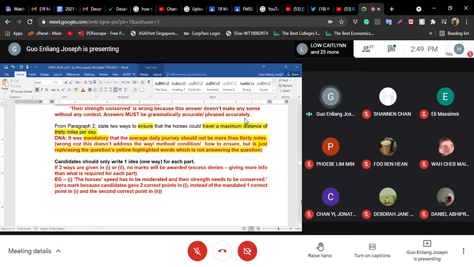So, distinguishing of points. How do you distinguish points? By ideas. So you look very carefully. First idea is to moderate the speed of the horse. Second idea is to conserve the strength of the horse. There are 2 separate ideas, so therefore there are 2 separate points: part 1 and part 2.